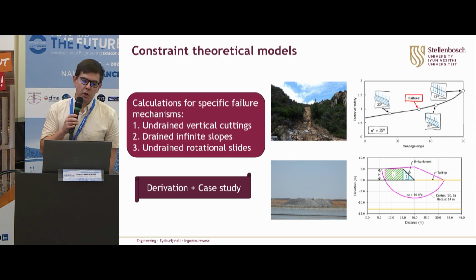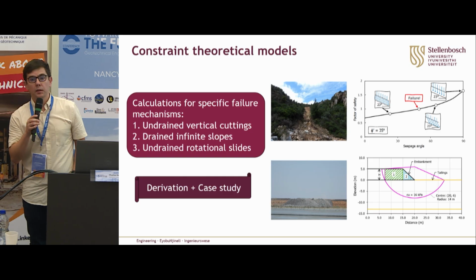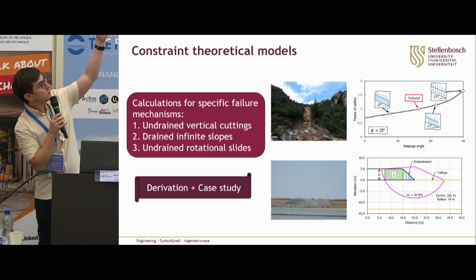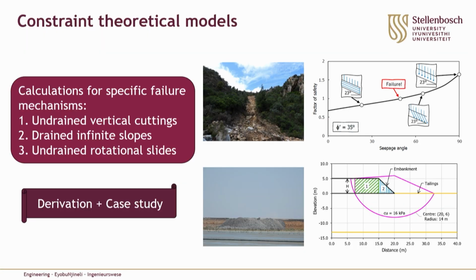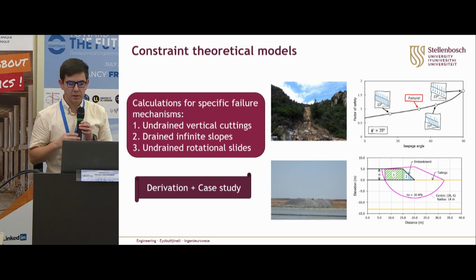So the drained infinite slopes: where we live, there are a lot of mountains around us, and after heavy rainfall, we often get these infinite slips along the mountain sides, and that can be used with very simple equations to illustrate how the changing seepage direction influences stability.